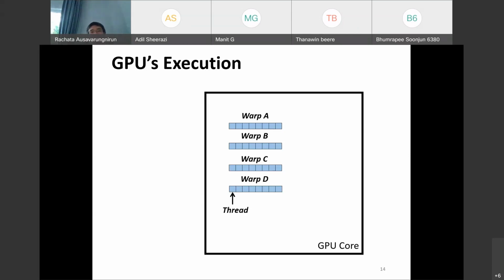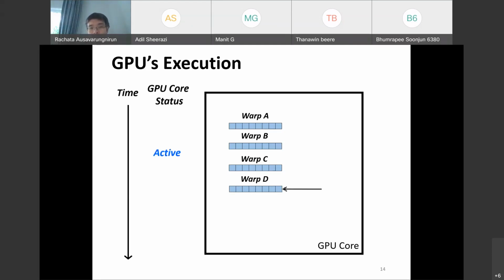All right. The way a GPU runs things is, each cycle, a GPU core would pick one of these warps. Let's say in this cycle, it says, hey, warp D, run. It runs in lockstep. What does running in lockstep mean?